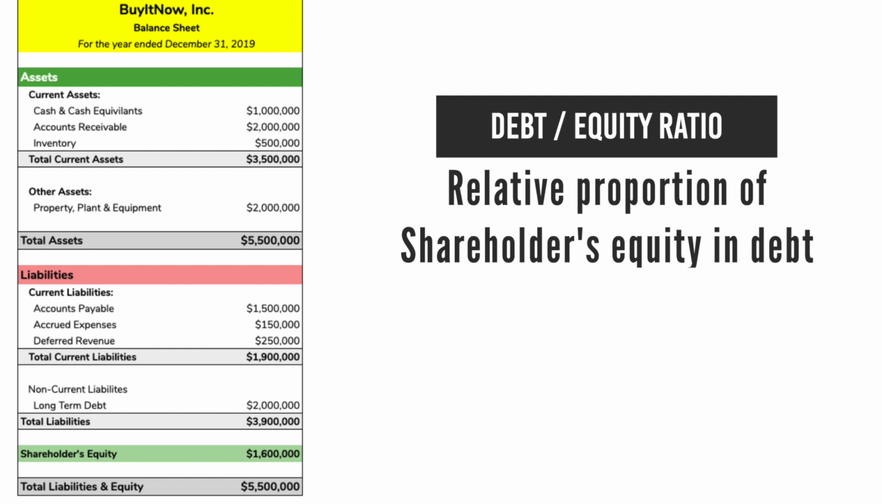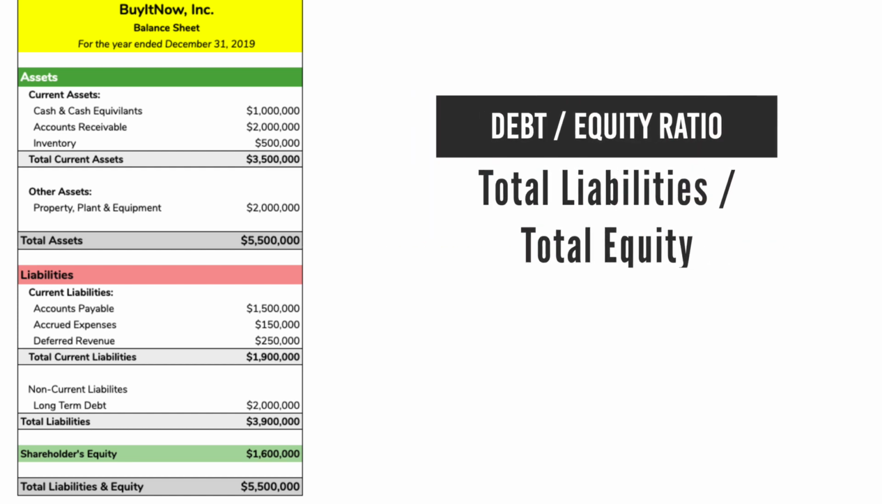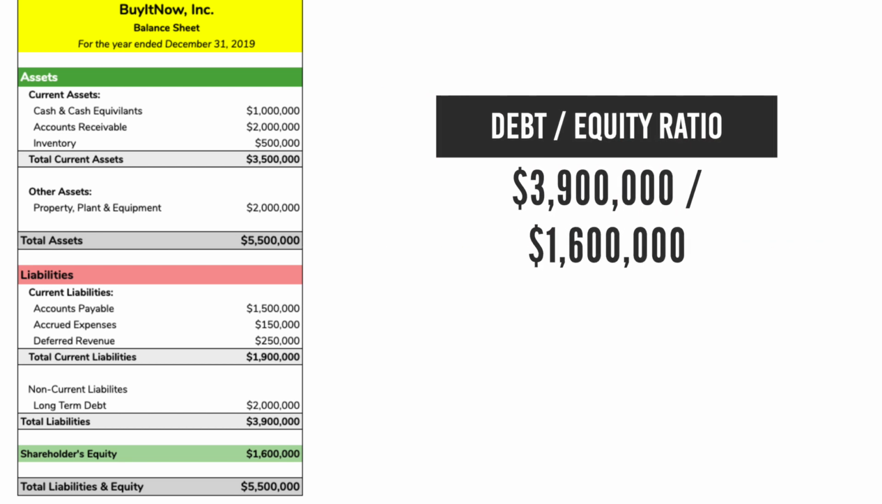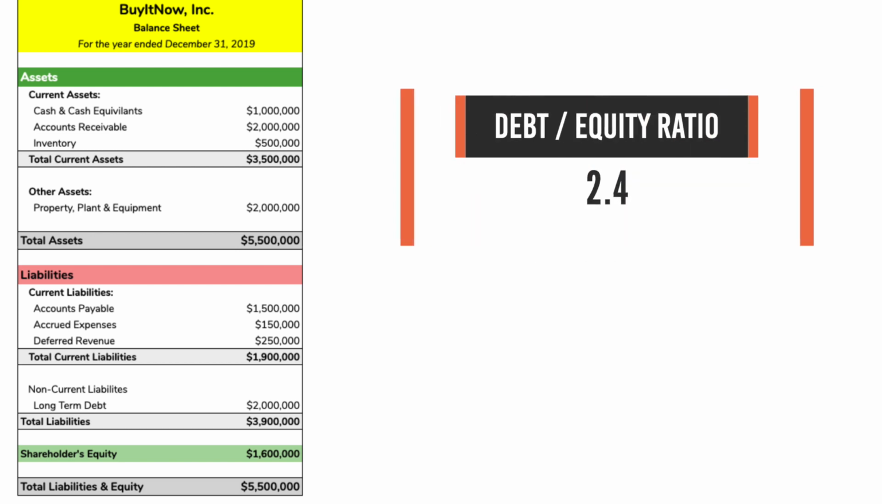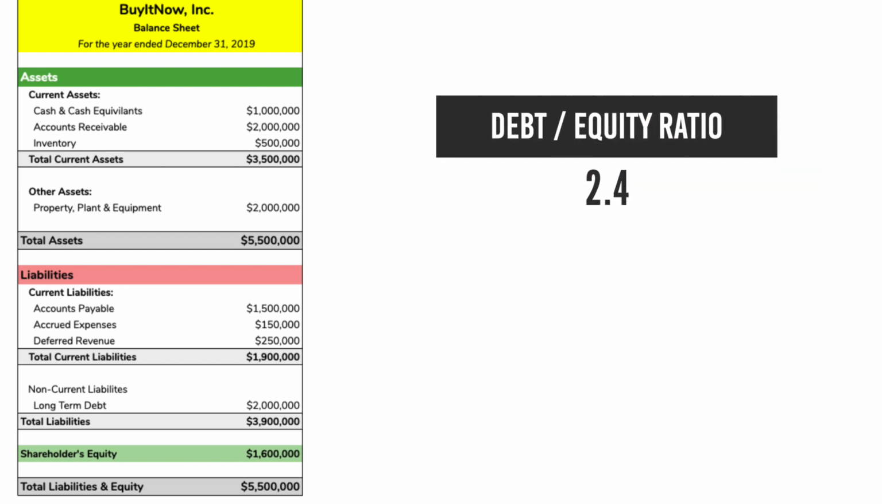So basically, if we follow the formula for this KPI, it will be total liabilities divided by total equity. So in this example here, total liability is $3.9 million. If you divide that by total equity, 1.6 million, you get a ratio of 2.4, which is basically a ratio that tells us that the company raises capital 2.4 times as much from debt as it does from equity. So this is neither good nor bad.